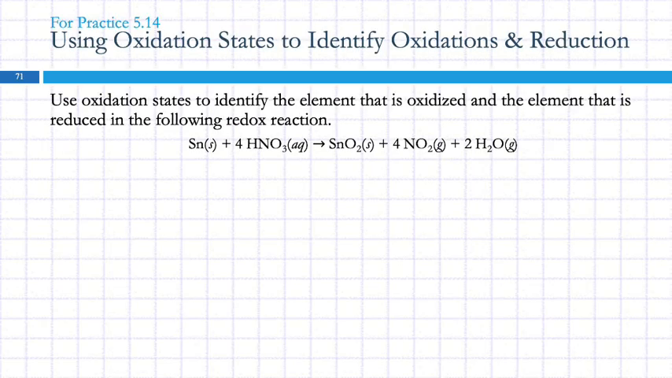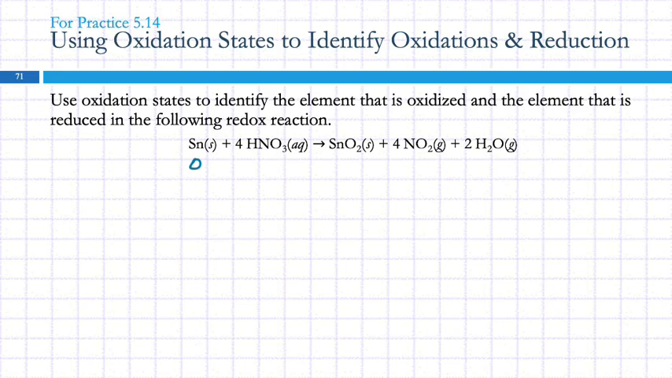Use oxidation states to identify the element that's oxidized and the element that is reduced in the following redox reaction. So we need to identify the oxidation states of all the elements here, which may sound a little daunting, but once you get the hang of it, it's not that bad. So here I have tin all by itself. What's its oxidation state? 0.